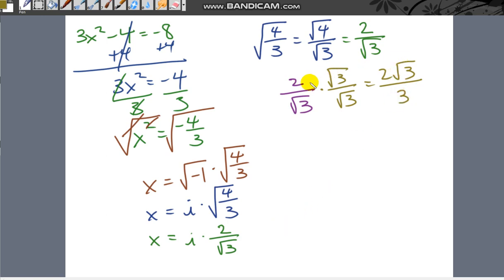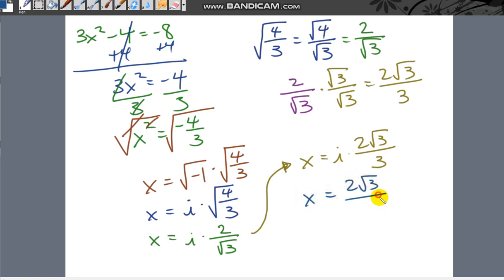Okay, so this expression here is what gets placed here. I'm just going to go ahead and write it on the side here. So we get x equals i times 2 times the square root of 3 divided by 3. Just like the other example, it's good practice to put the i in front here. So we get something like x equals 2 times the square root of 3 over 3i.